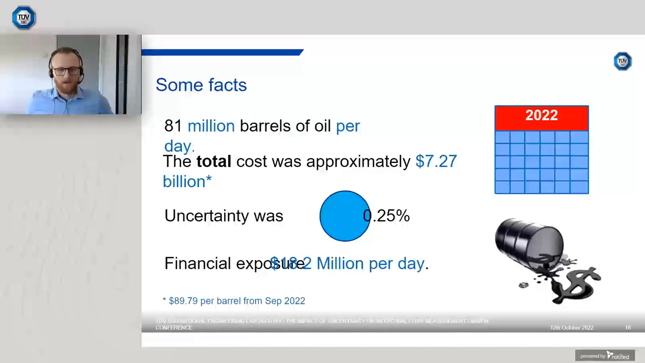So what does this mean? It essentially means that there is 95% confidence that the financial exposure would not be more or less than £18.2 million per day, based on a 0.25% uncertainty in the amount produced at a 95% confidence level. There is a 5% chance, based on the uncertainty analysis, that the exposure can be more than £18.2 million per day. This is why it's important to drive down uncertainty as much as possible, because that's not an insignificant sum of money.